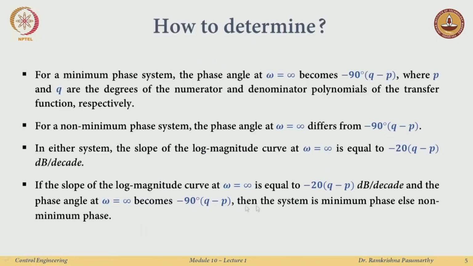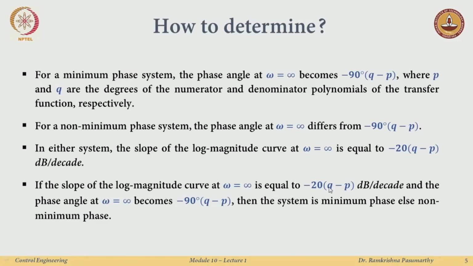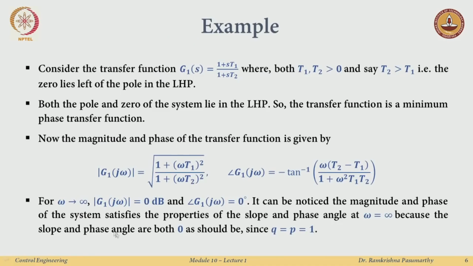So, what should we expect from here? The slope of the magnitude for a minimum phase system as omega tends to infinity should be minus 20 (q minus p). What is q in this example? What is p? Both are equal to 1. So what is minus 20 (q minus p)? That should just be 0, since q minus p is 0. Therefore, we see that as omega goes to infinity, the magnitude goes to 0 dB.